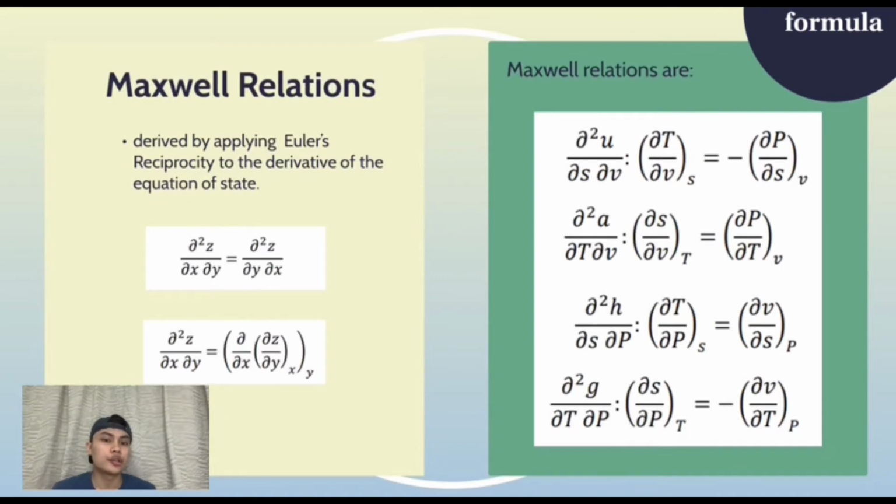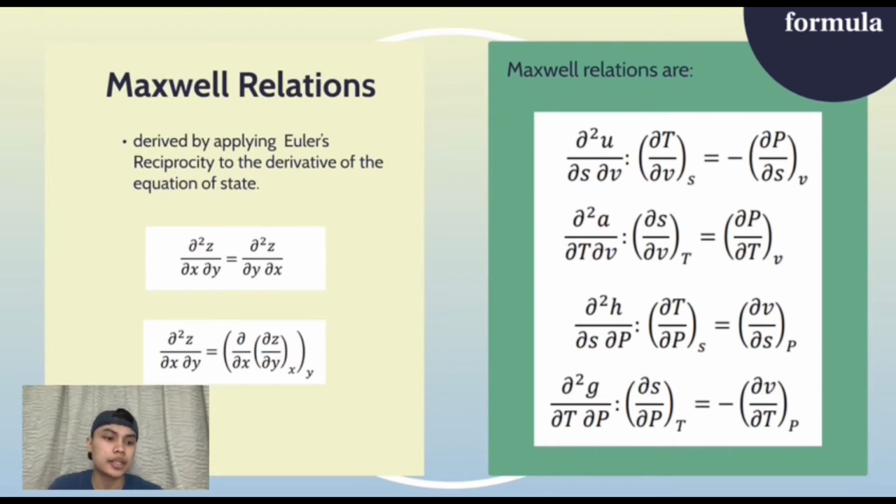Next, we move on to the Maxwell relations. So Maxwell relations are derived by applying Euler's reciprocity to the derivative of the equation of state. So these are the details of the equation of state. And then Maxwell relations are actually additional thermodynamic property and derivative relationships that can be deduced from the second derivative of fundamental property relationships, which I have explained previously.